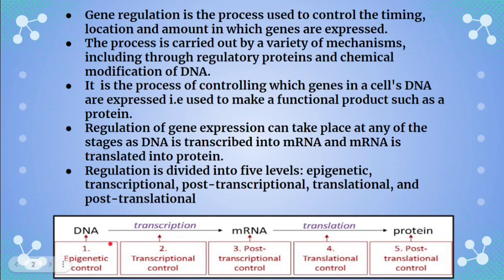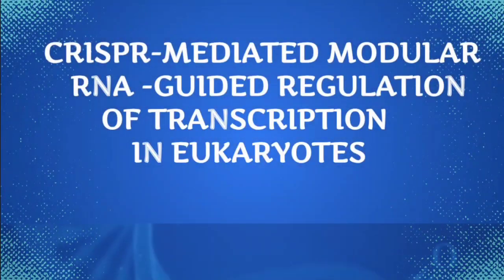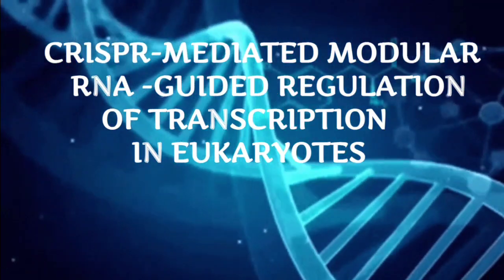So here this is the diagram of the central dogma, and these arrows indicate where each type of eukaryotic regulation of gene expression interrupts it. As transcription serves as a regulatory point in the first phase of gene expression, let us know about one such mechanism that is functional on the transcriptional level, that is CRISPR mediated modular RNA guided regulation.